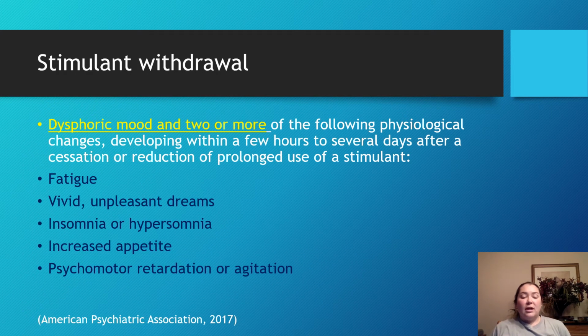Stimulant withdrawal, you'll definitely see in practice. The majority of them are always in a dysphoric mood, and they have 2 or more of the following several days after they have stopped the substance. They'll have extreme fatigue, vivid or unpleasant dreams, insomnia or hypersomnia, increased appetite, and then psychomotor retardation or agitation.